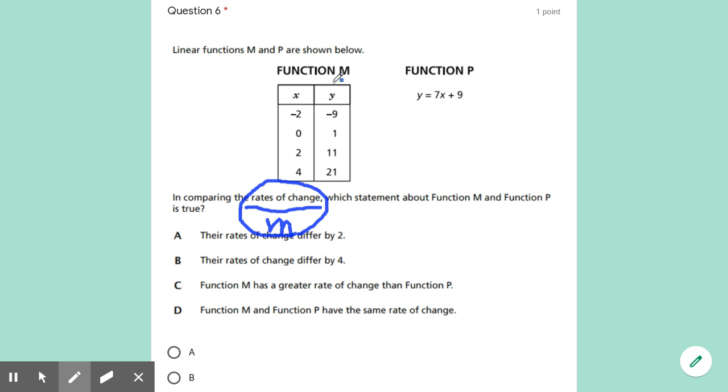Hint number 2, since we know we have to find the slope for both of these functions, function m and function p, let's go to function m. We have to find the slope of this table, right? Remember, these are points, right? If we plot these points, they will make a straight line.